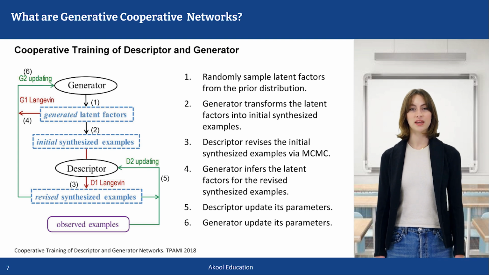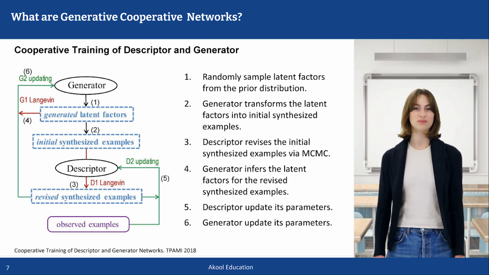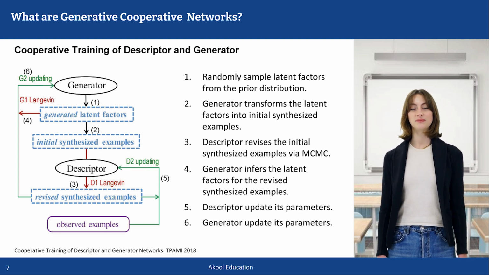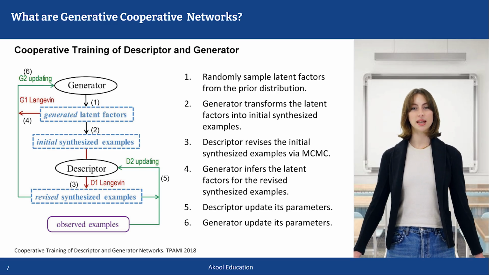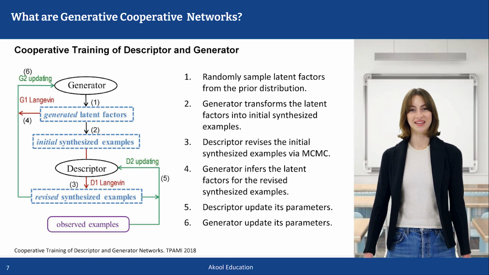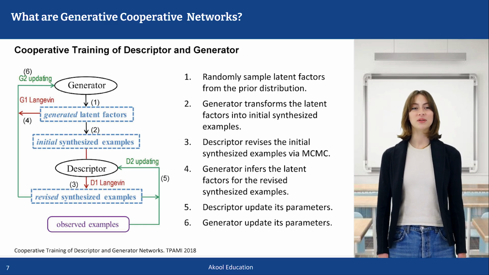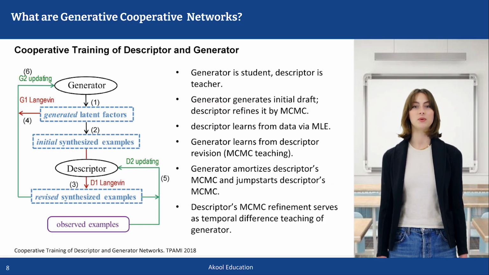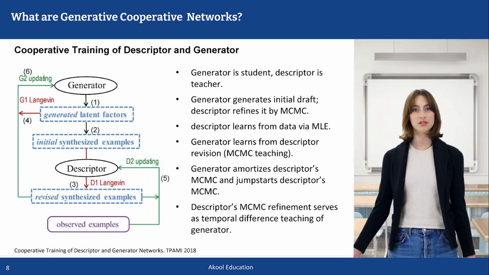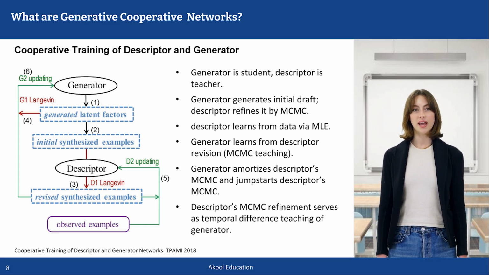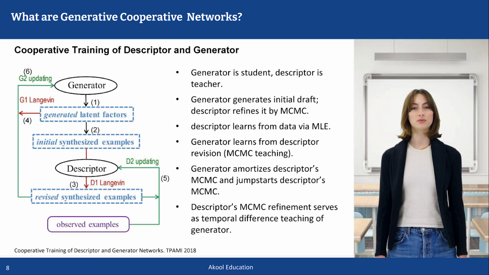Fourth, the generator infers the latent factors for the revised synthesized examples. Fifth, we update the descriptor based on the revised examples and the training data. Sixth, we update the generator based on the inferred latent variables and the revised synthesized examples. In this cooperative learning, the generator acts like a student who writes an initial draft. The descriptor is the teacher who provides feedback. The teacher learns from ground truth data.